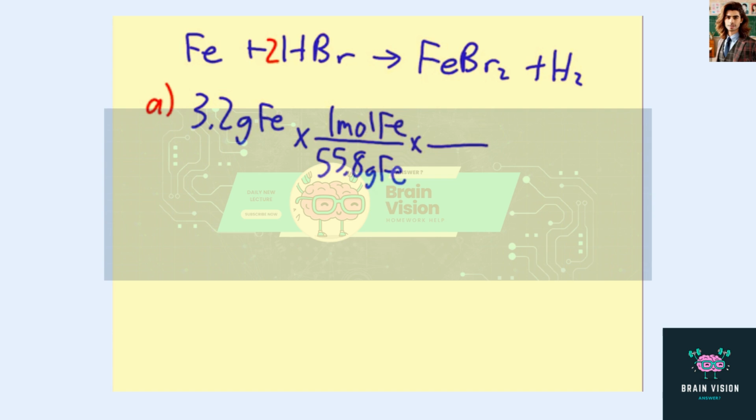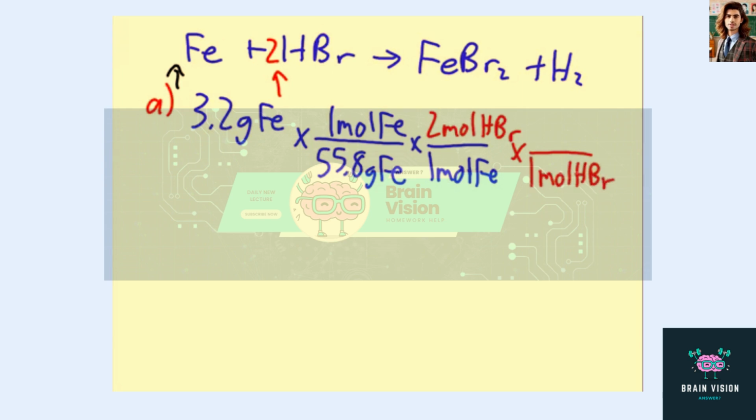And according to our equation, we have no coefficient for iron, so our mole ratio will have 1 mole of iron. Now, we were looking for what mass of hydrobromic acid. So now, we'll look at hydrobromic acid for our mole ratio and see that it has a coefficient of 2. 2 moles of HBr. And we wanted to know what mass, so we'll need to convert from moles to mass.